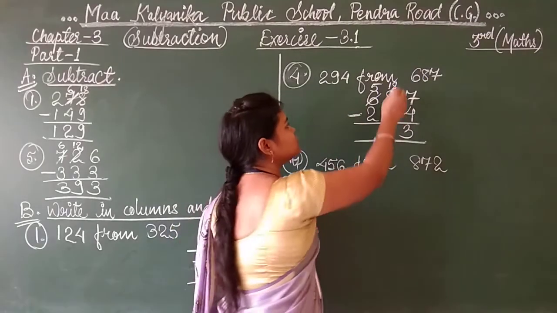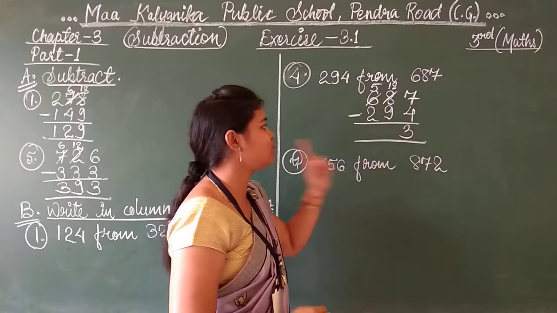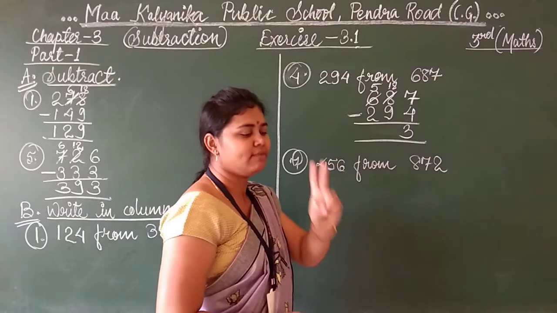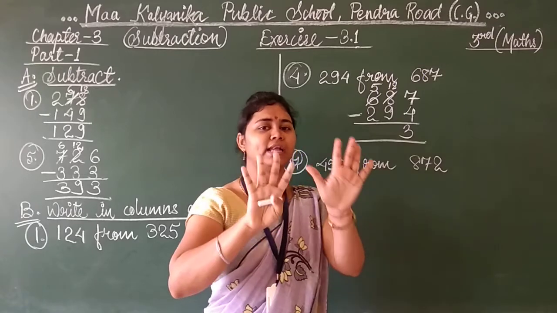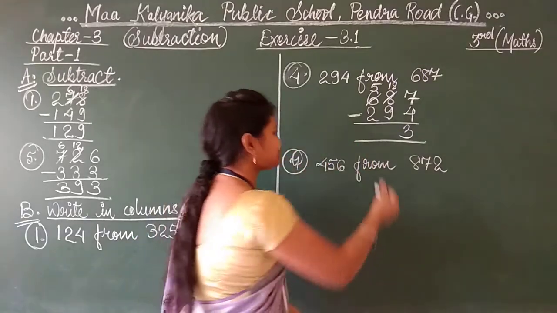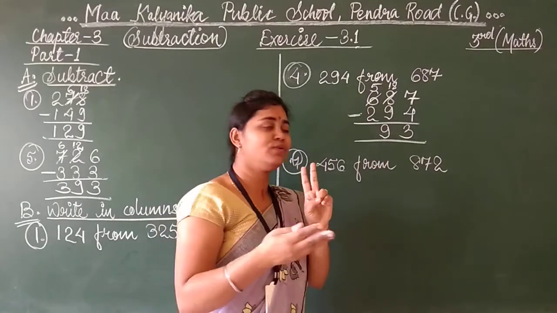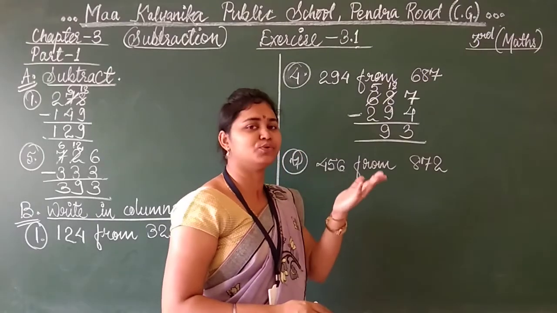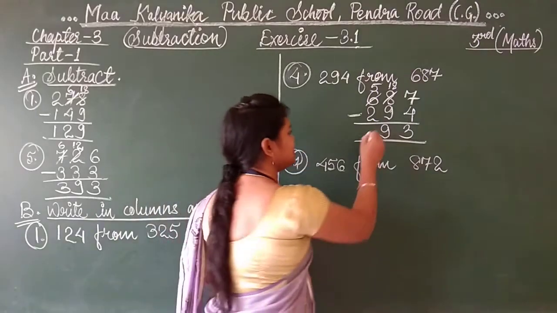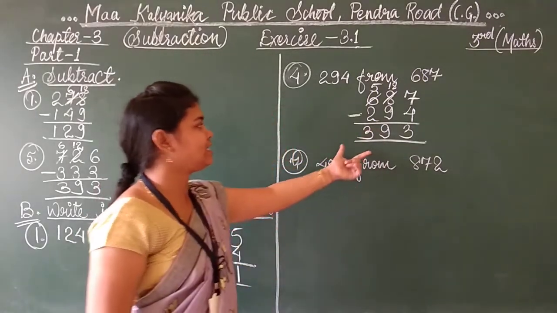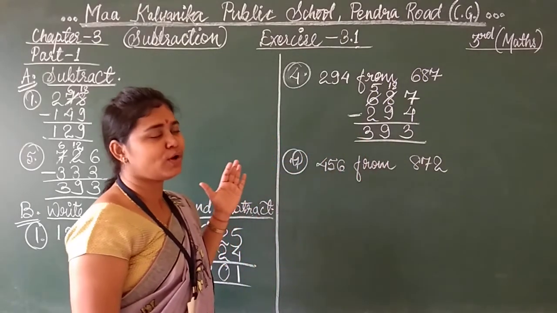Okay students? So now 18 minus 9. After 9 you will count until 18. From 9: 10, 11, 12, 13, 14, 15, 16, 17, 18. So how much is it? 9. Now 5 minus 2. After 2 you will count till 5. After 2: 3, 4, 5. So 3 is there. In this way we get the answer to number 4 as 393. Students, I hope you are understanding.